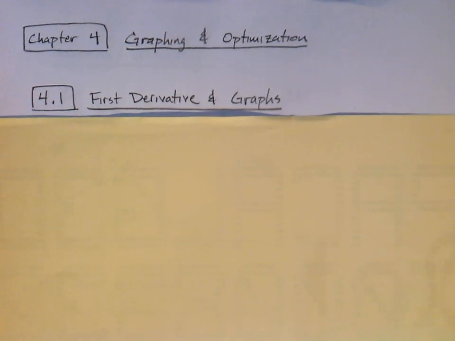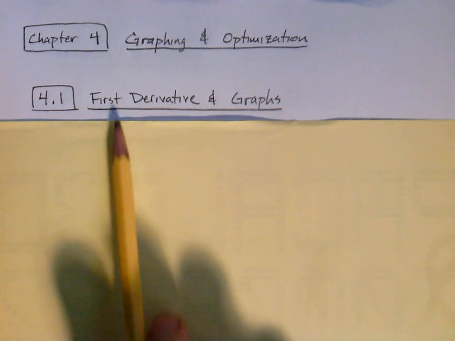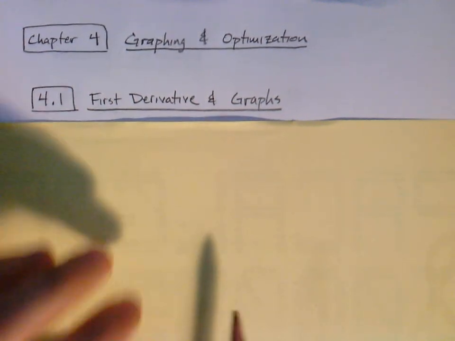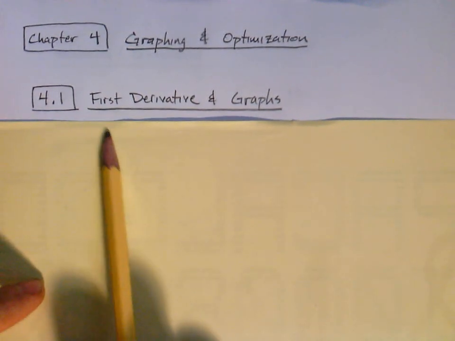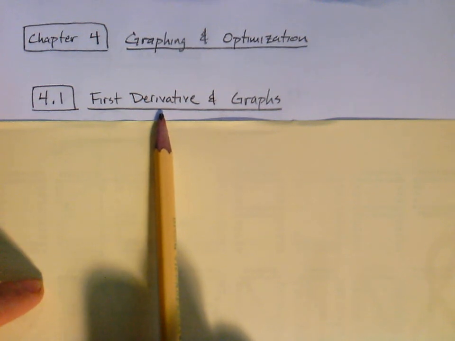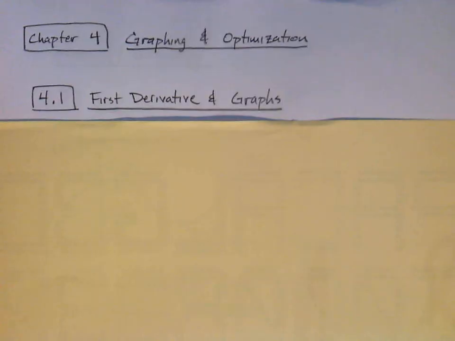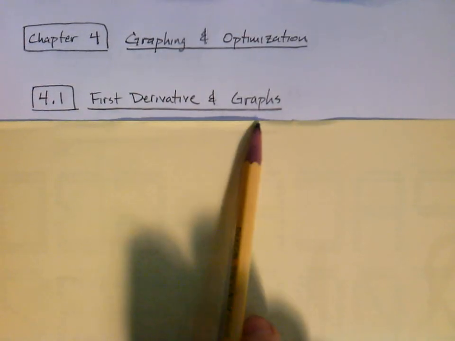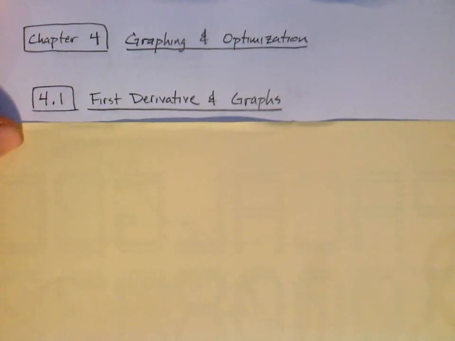4.1 is the first derivative and graphs. In 4.2, this seems kind of funny. The first derivative, we never used that sort of language before. It turns out you can take a second derivative, a derivative of a derivative, but that is for later. Right now it's first derivatives and how they are connected to graphs.